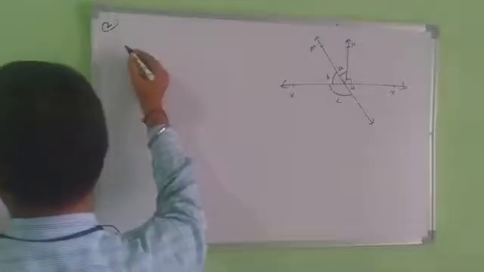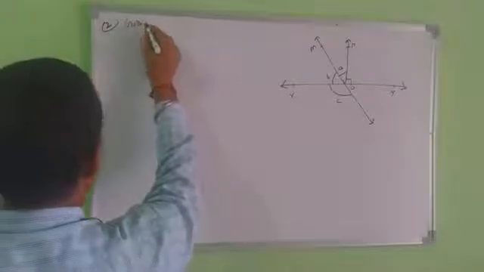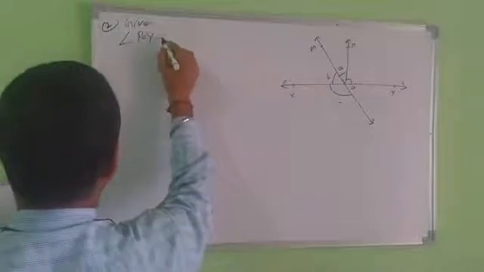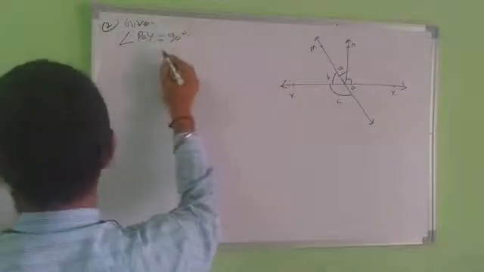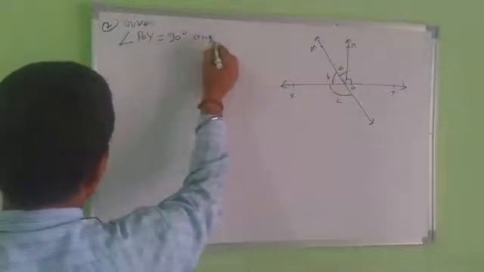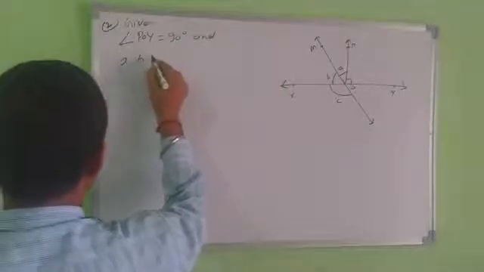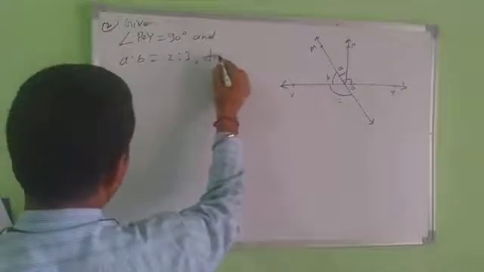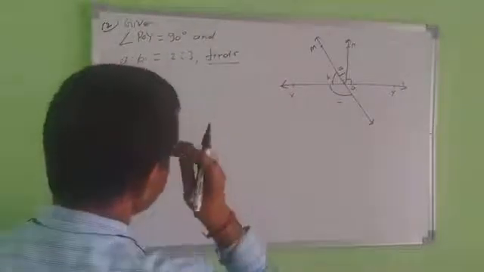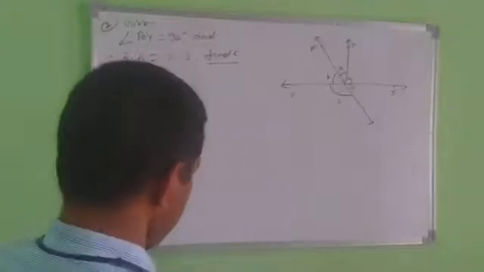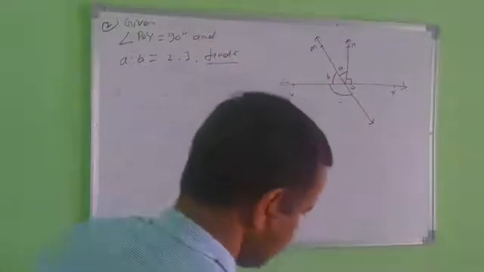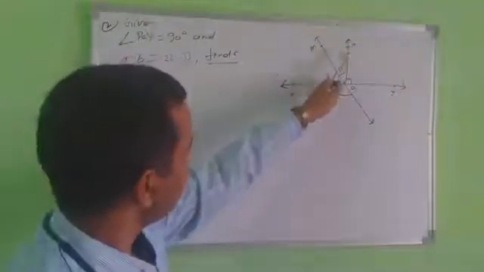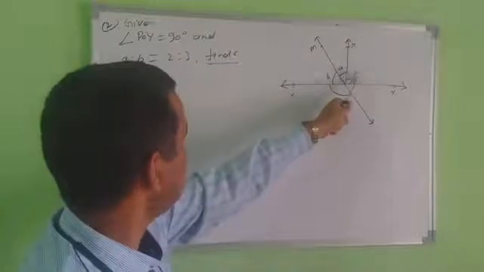what is given here? Angle POY equal to 90 degrees. Next, the ratio of angle A to angle B is 2:3. Then we have to find C. Now look here. Here the given angle is POY. This is the 90 degree angle.